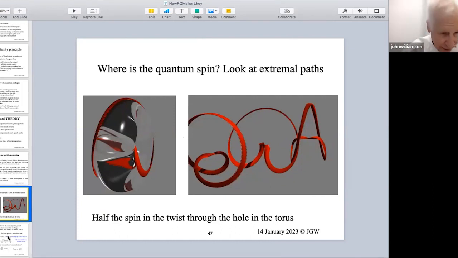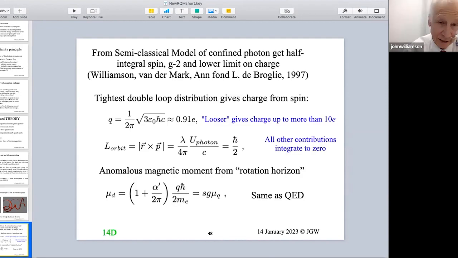Doing an estimate of that, for the tightest double loop, you get 1 over 2 pi root 3 times the square root of 4 pi epsilon 0 h bar c. This calculation is done in the 97 paper, which is about 0.91e. If you go looser, it gives a charge of more than 10 electron charges. What about the spin? Well, spin is exact. The spin reduces down to just the stuff around the eye of the torus, which is h bar over 2. All the other contributions integrate to 0.